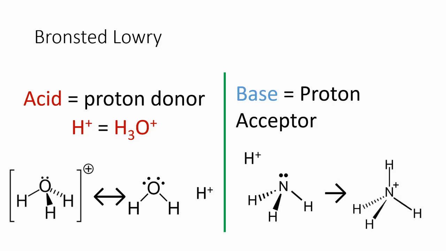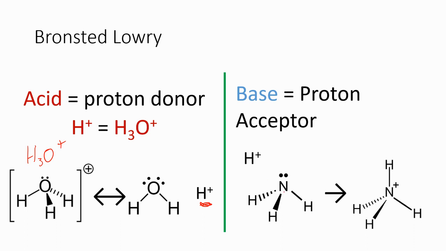Okay, so Bronsted-Lowry came up with this definition of an acid that's a little more in depth than what we've been talking about, where an acid is H plus and a base is OH minus. So Bronsted-Lowry said an acid is anything that can give up an H plus. So in this situation, H3O plus is giving up H plus and acting as an acid.